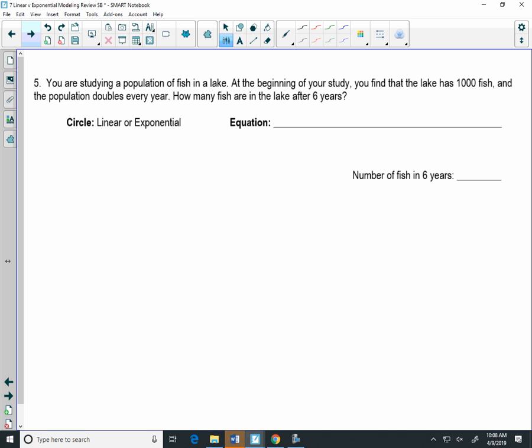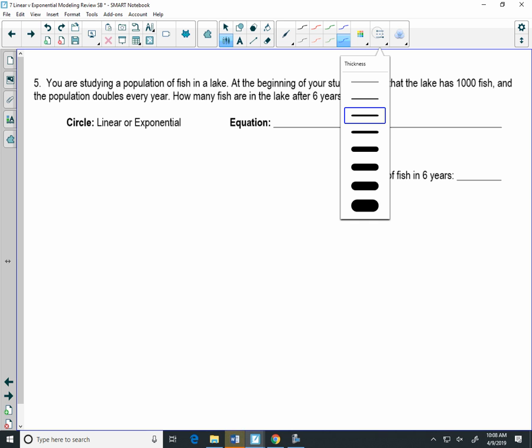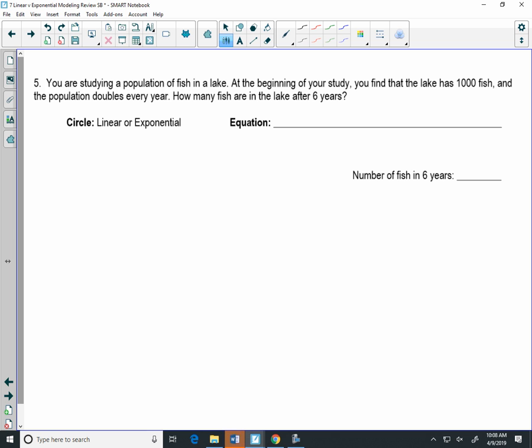Okay, now we're studying a population. It feels like usually when we study a population or we're looking at a population, it tends to be exponential. At the beginning of the study, you find a lake has 1,000 fish. The population doubles every year. So I like to make notes as I'm going. We are at the beginning of the study, the lake has 1,000 fish. So this is definitely what we are starting with.